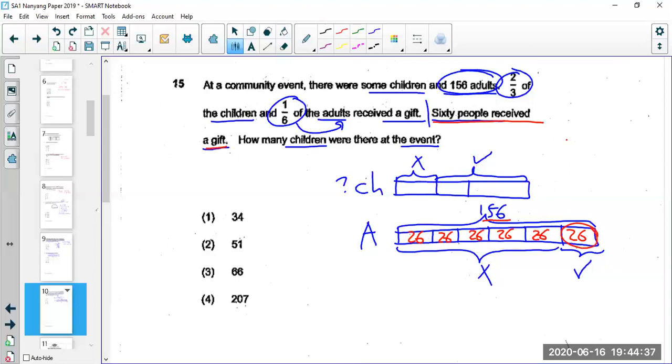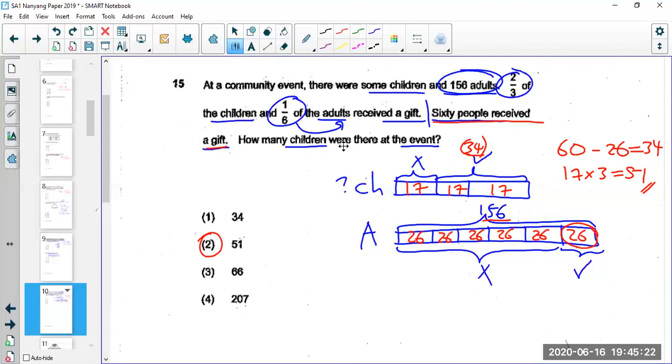So if 60 people receive a gift and there are 26 adults who receive a gift, then how about the children? How many children receive a gift? That must be 34. So 34 children receive a gift, right? And you look at the model, how many boxes of children receive a gift? 2 boxes. 34 divided by 2, you get 1 box is 17. And then, can you now find how many children already? So you take 17 times 3, and there must be 51 children at the event. And your answer is number 2. Can you see that?